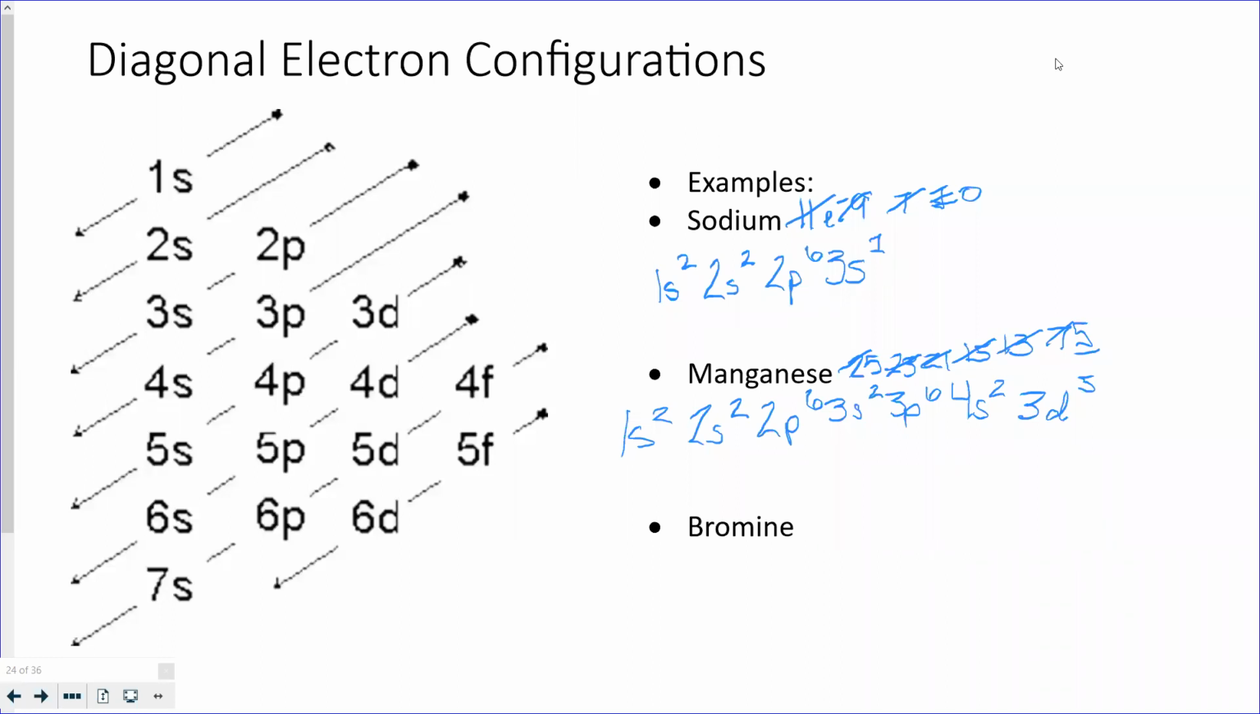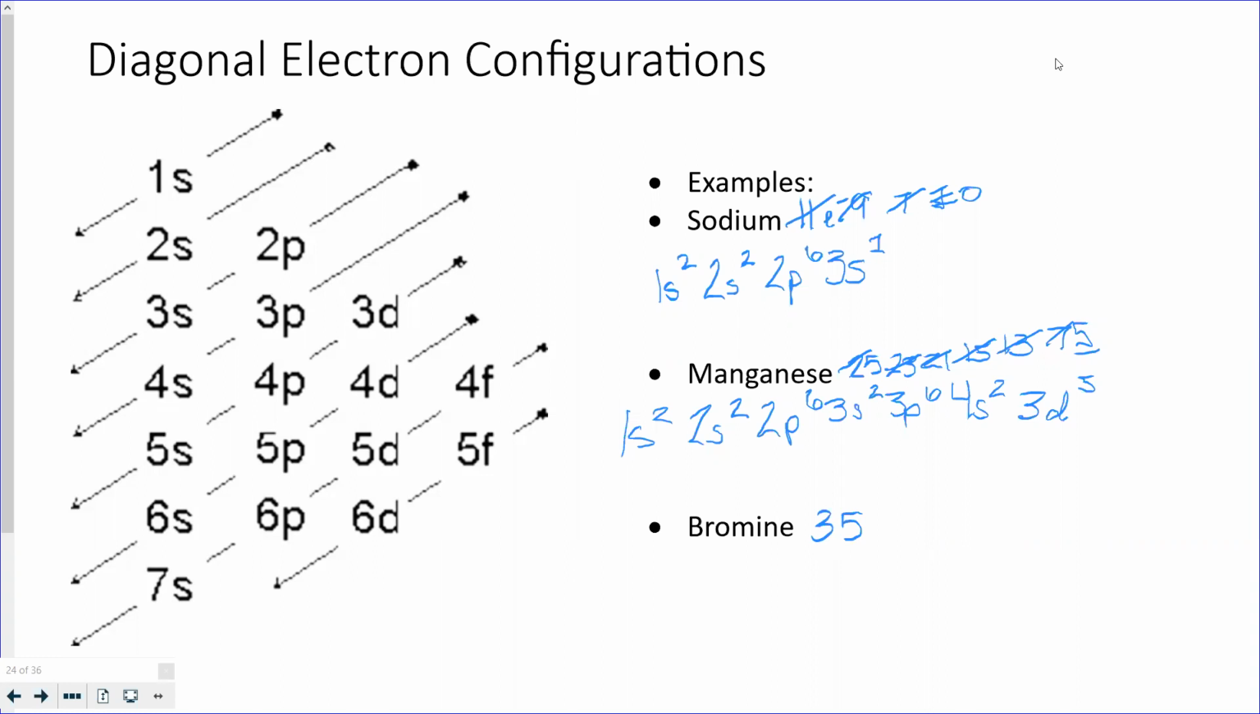All right, so I want you to pause the video and try bromine on your own. Bromine is number 35 on the periodic table. So pause it, try this on your own, and I'll go ahead and go through to write out the answer for you to check when finished.